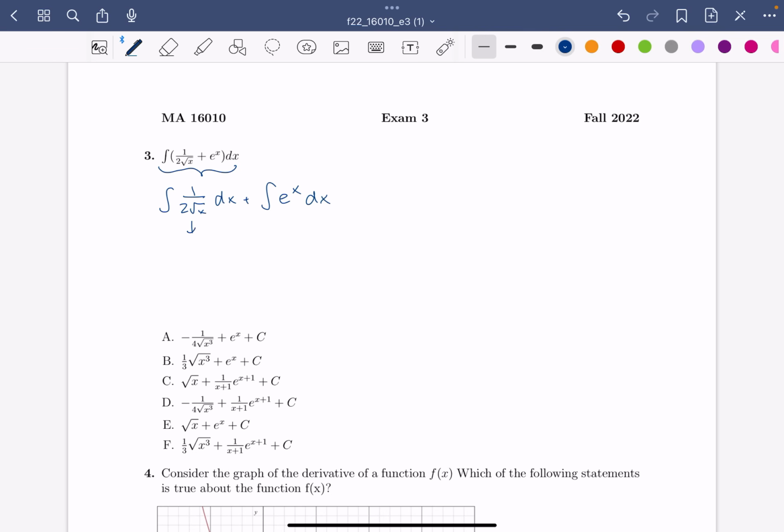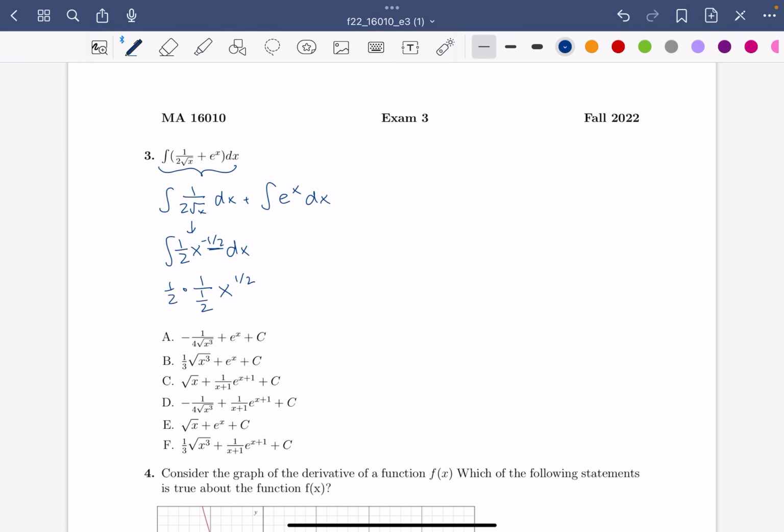When I do these, if the x is in the denominator, I like to write it with a negative power. So we say 1/2 x to the negative 1/2 is what we're finding the integral of. To find the integral, we have a leading coefficient, so we're just going to write that, times 1 over the new power. The new power will be negative 1/2 plus 1, so that's positive 1/2. So 1 over 1/2 times x to the negative 1/2 plus 1, which is 1/2.